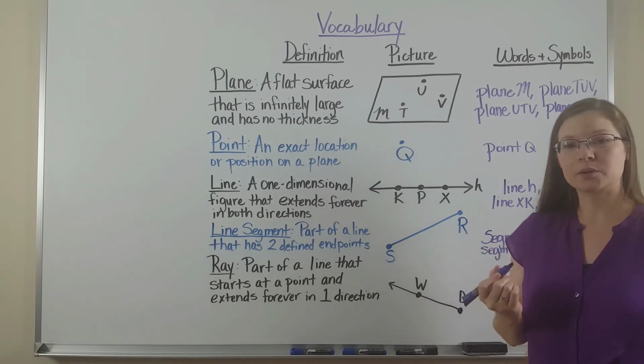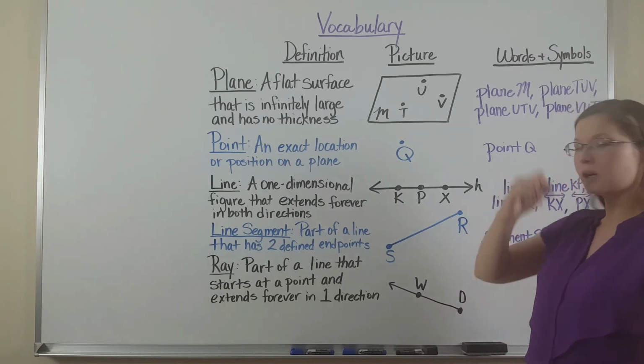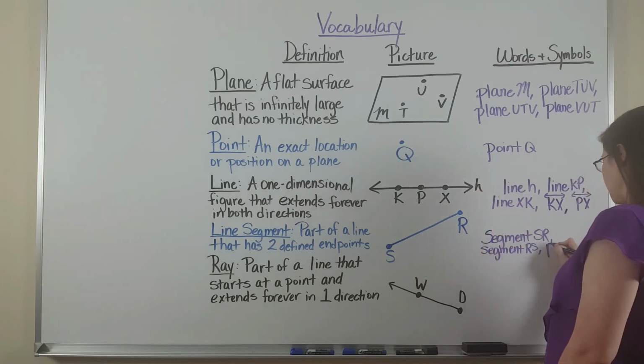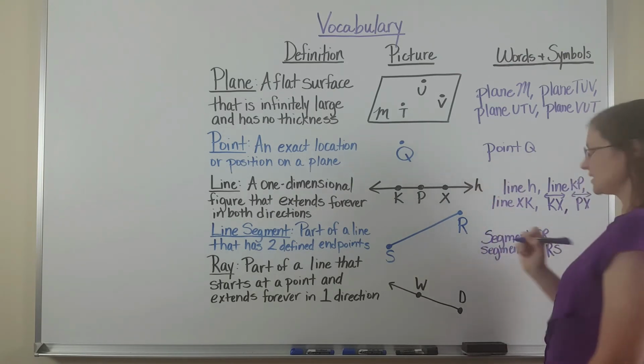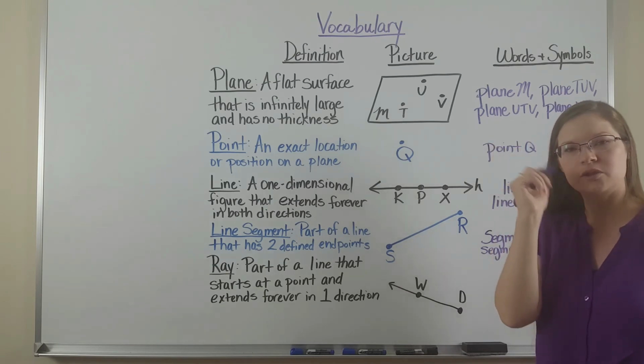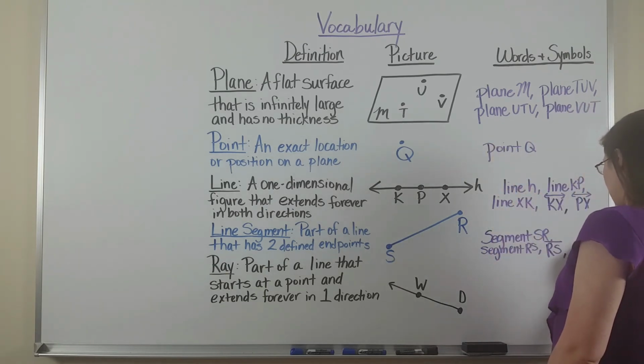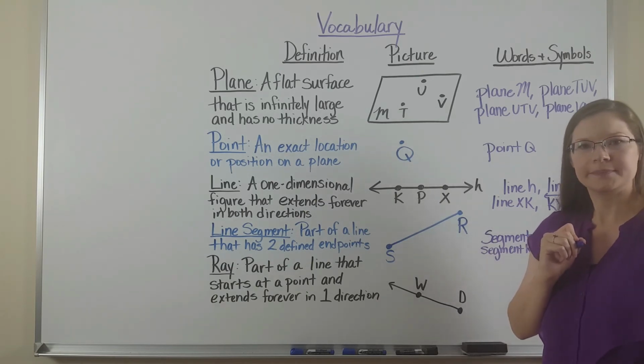Or using symbols, we could write down RS with the segment symbol on top. The segment symbol is just a line with no arrows. Or same thing, SR with a segment symbol on top.